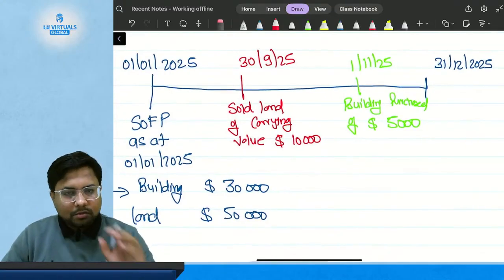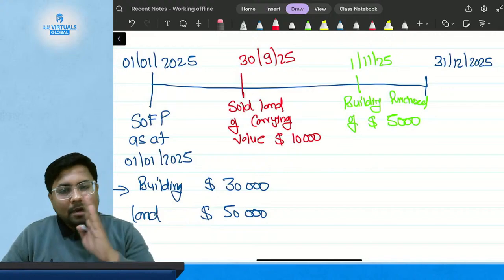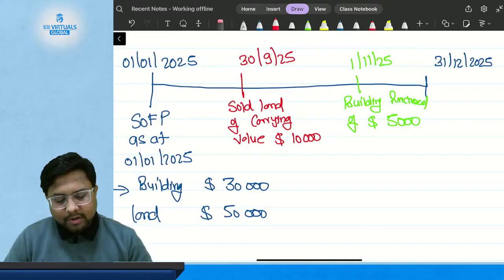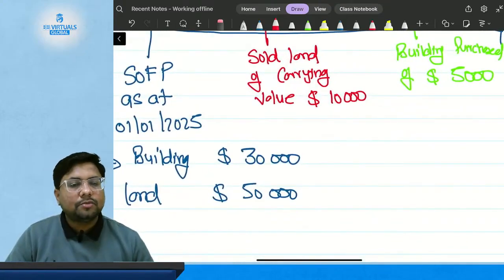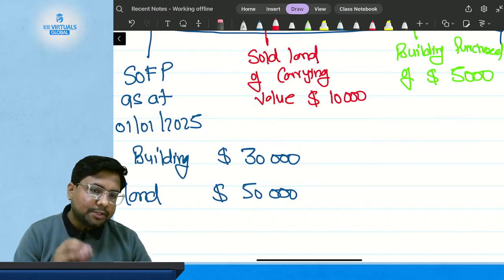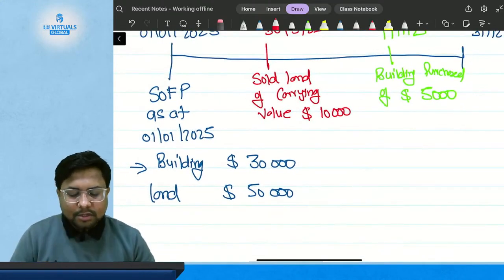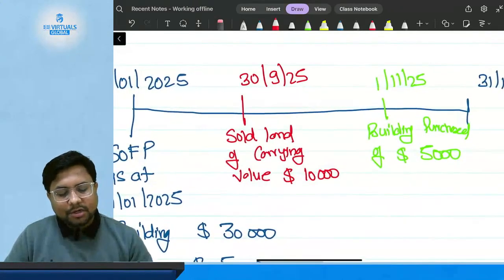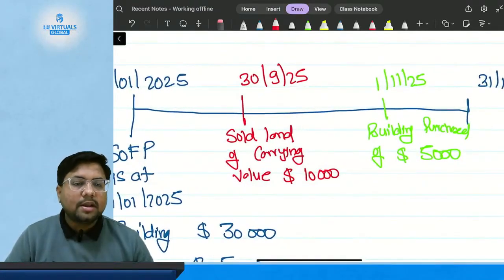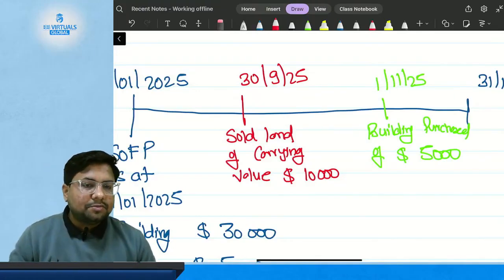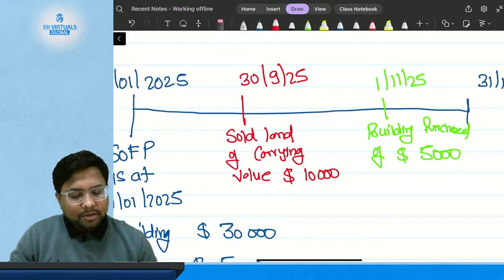Okay, what we are doing, we have prepared our statement of financial position on 1st of January 2025, where my building is showing the carrying amount of 30,000 and my land is showing the carrying amount of 50,000. What is carrying amount? We are going to discuss that also. Now suppose this is what my position is at 1st of January 2025. Now during the year, that is on 30th of September, I have sold my land which has a carrying value of 10,000, and I have purchased a building which is of $5,000.